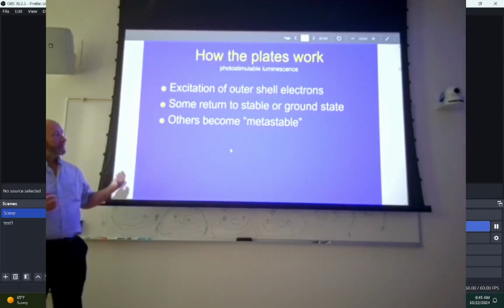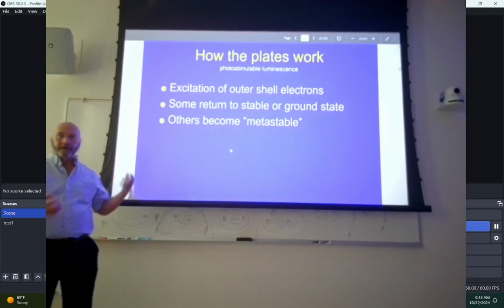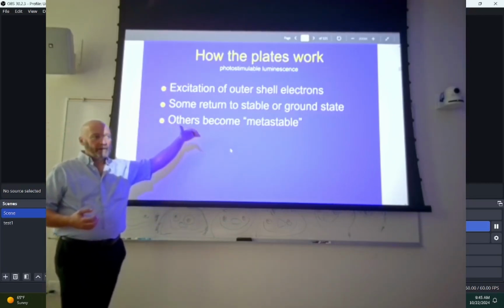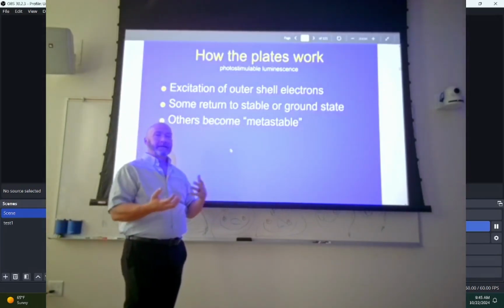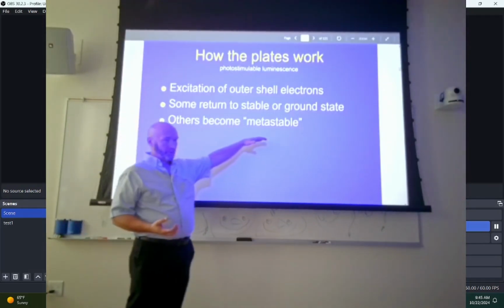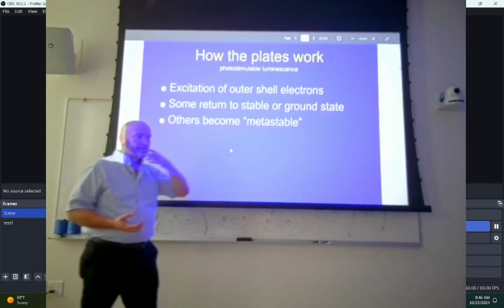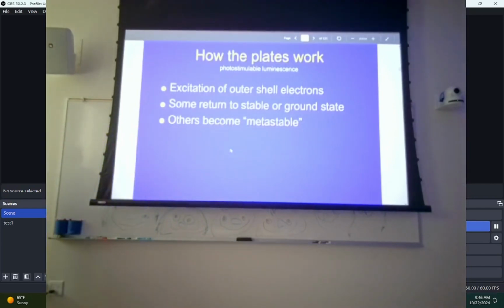All right, so you have a storage phosphor in this construction that raised the state of those phosphors to a state that we refer to as metastability. Okay, and metastability.